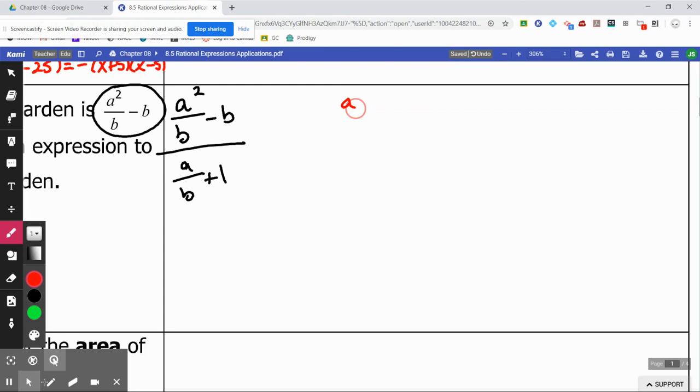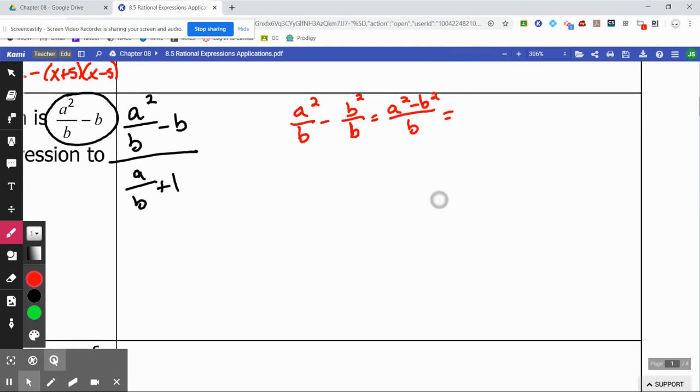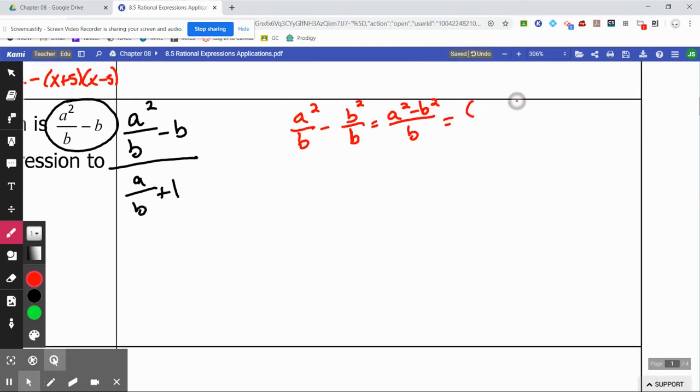The top is a squared over b minus b over 1. We need a common denominator of a b, so let's multiply top and bottom by a b. And I now have a squared minus b squared over b, which will factor. Those are conjugates on top, difference of squares.